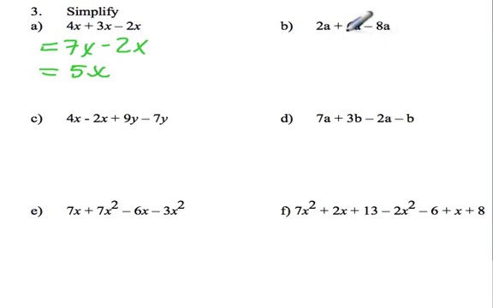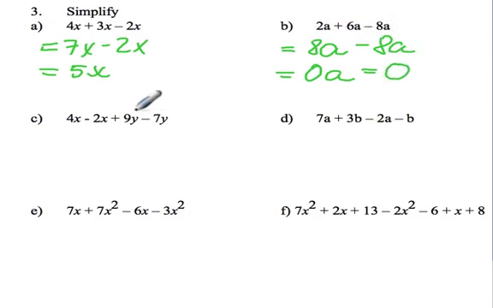Question B. Again, we have three like terms and we can collect them. 2 and 6 make 8a, minus 8a. 8a minus 8a is 0a, and 0 times any number equals 0. So once we simplify this expression, it actually equals 0.